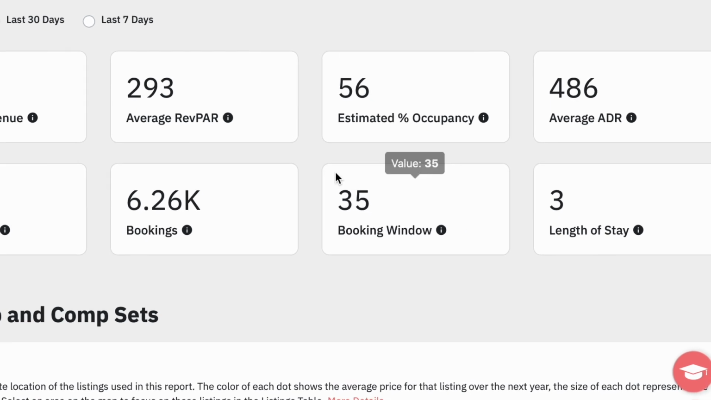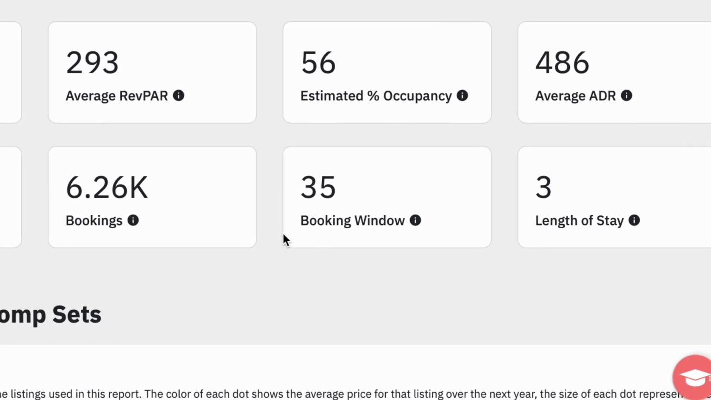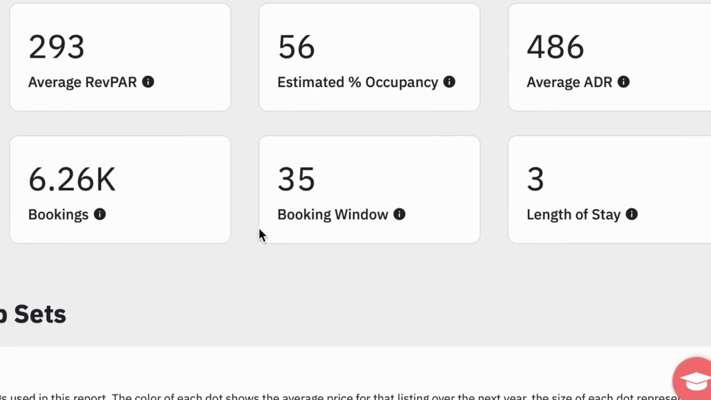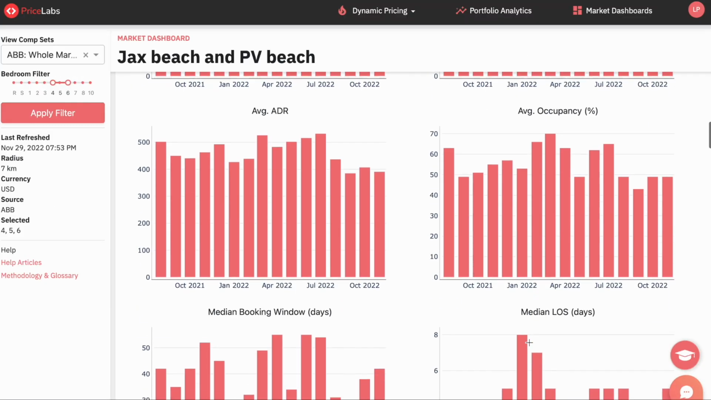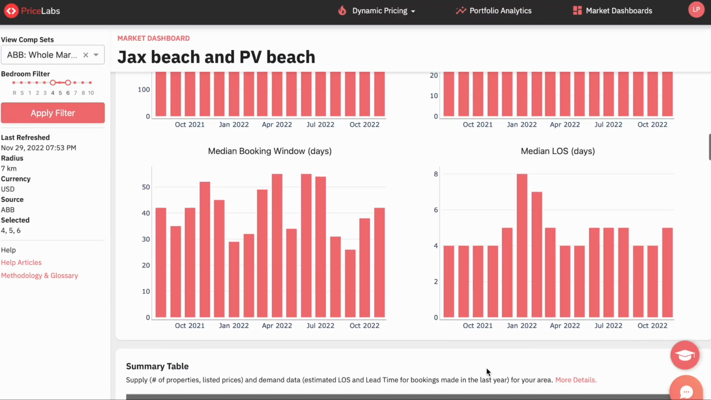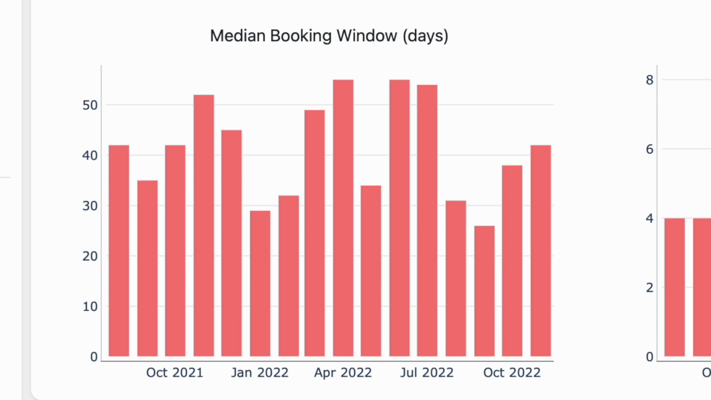Now this is the average. So that doesn't tell us the full story. So I would recommend you not stop there. What I like to do is scrolling down to look at the seasonality. So in this chart, we can see the median booking window and number of days.